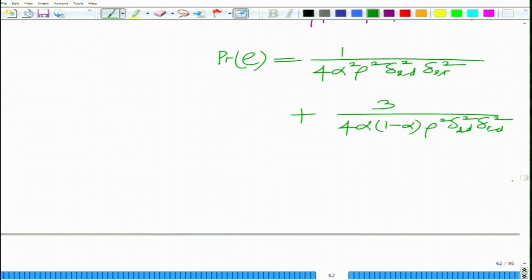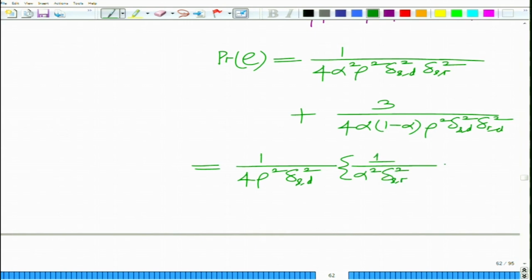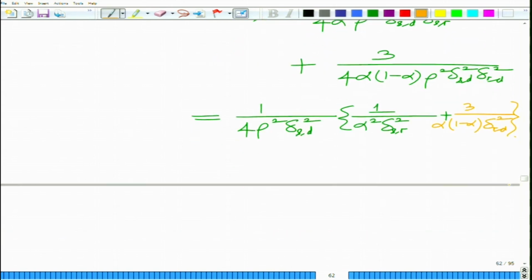And now, if you take this 1 over rho square common, or in fact I can take 1 over 4 rho square delta SD square common, into 1 over alpha square delta SR square plus 3 over alpha into 1 minus alpha into delta RD square.